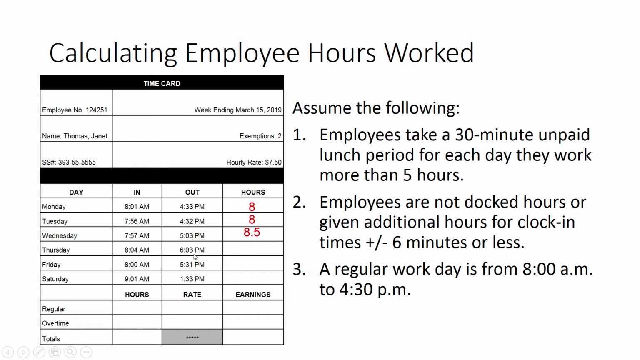So 8 to 6, so that would be 10 hours minus a 30-minute lunch period, so that would be 9.5 hours. 8 to 5:30, that would be 9.5 hours, but again, the 30-minute unpaid, so that is at 9 hours of working. And then on Saturday, they came in at 9, so let me figure that out in my head. 9 to noon is 3 hours, noon to 1:30 is an hour and a half, so 4.5. They do not get the lunch break because they worked less than 5 hours.